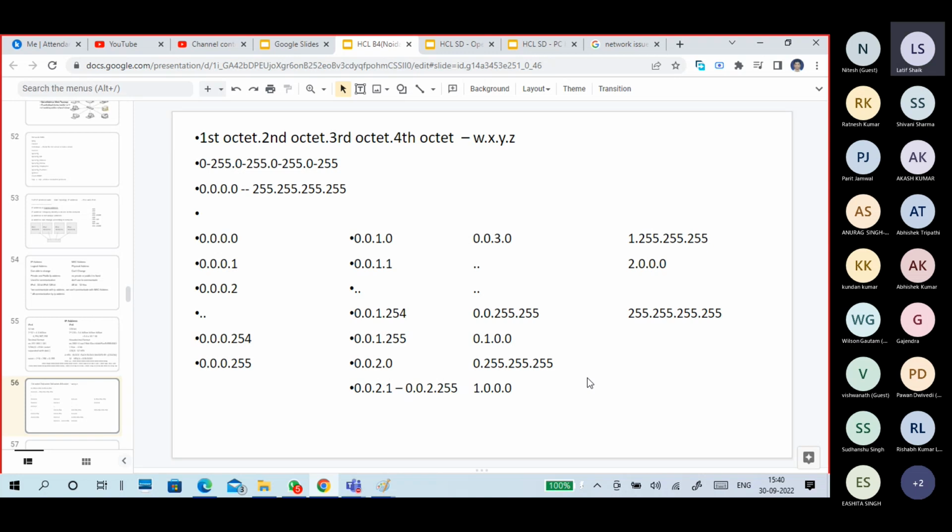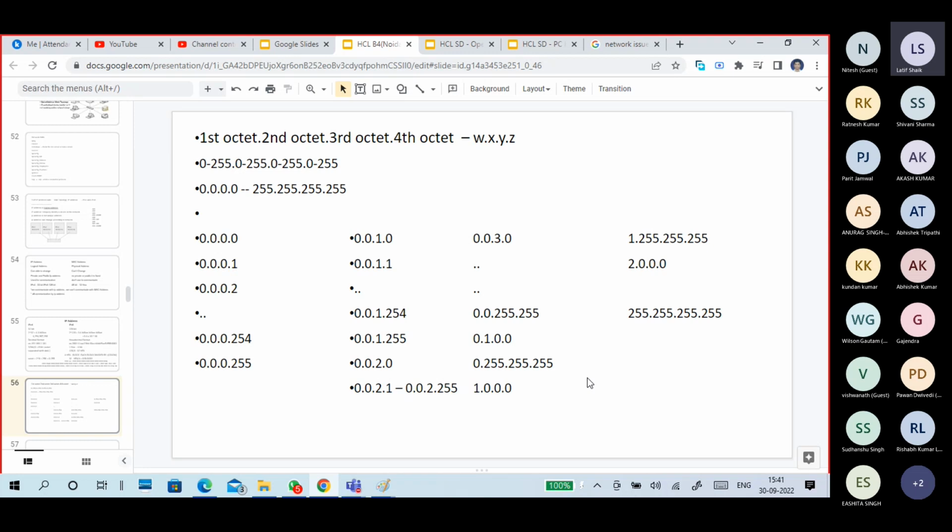Each octet's size is from 0 to 255, not more than 255. In one octet, if you have a number more than 255, like 300 or 400, it is an invalid IP address. 0.0.0.0 is the starting IP address, and it is like a numbering system. It will generate 1, 2, 3, 4: 0.0.0.0, then 0.0.0.1, 0.0.0.2, 0.0.0.3, 4, 5, like that, up to 0.0.0.254, and then 0.0.0.255. That is the last in that sequence.